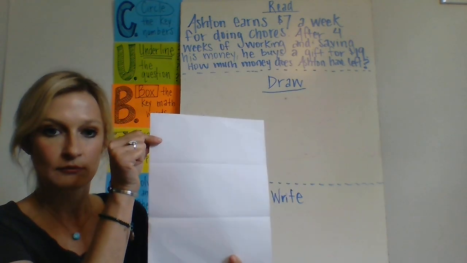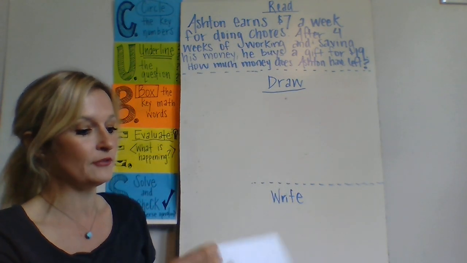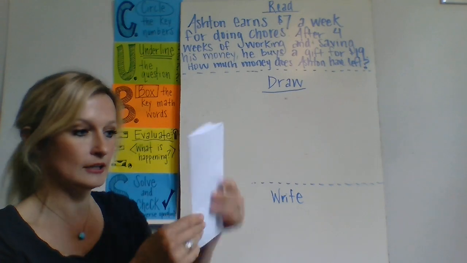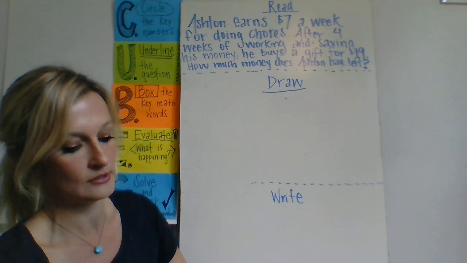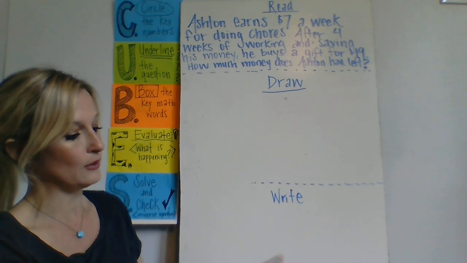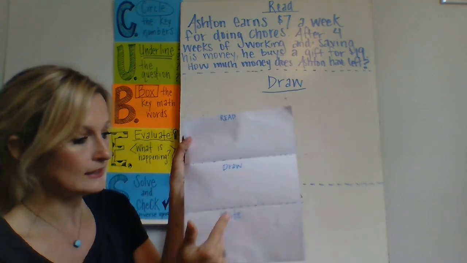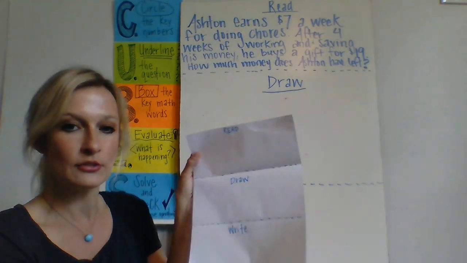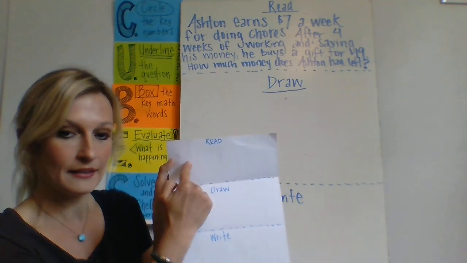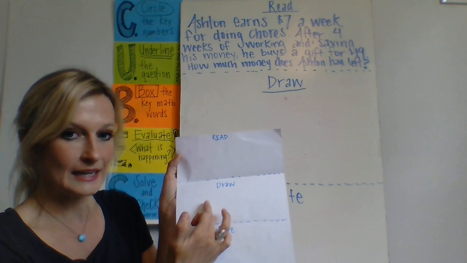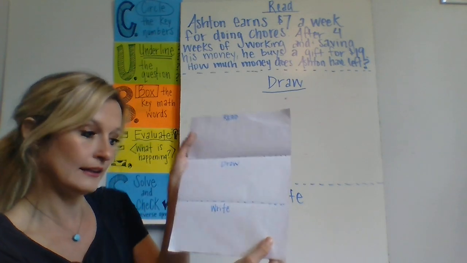Start with a regular piece of paper, notebook, or computer paper, and we're just going to fold it into 3 equal parts. Doesn't have to be perfect. And then once you have those 3 equal parts, you can label your template read, draw, write. And I did the little lines to show you the 3 different parts. That way, you can copy the word problem at the top, do all of your computation in the middle, and then write your sentence explaining what you did at the bottom.